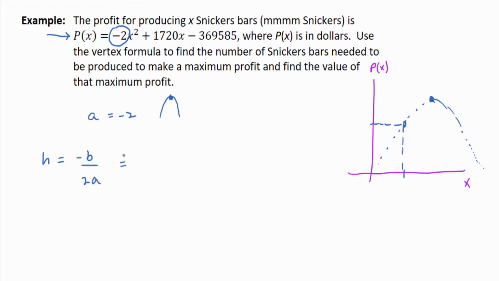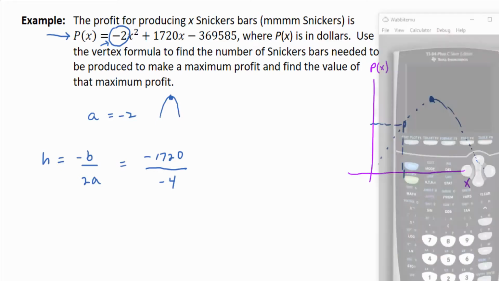What's b? Just b. B is 1,720. So you were about to say negative b, which is just the opposite of that. So negative b is negative 1,720 over 2a. What's that going to be? Does everybody see it's negative 4? 2a is negative 2, right? So 2a would be 2 times negative 2, negative 4.